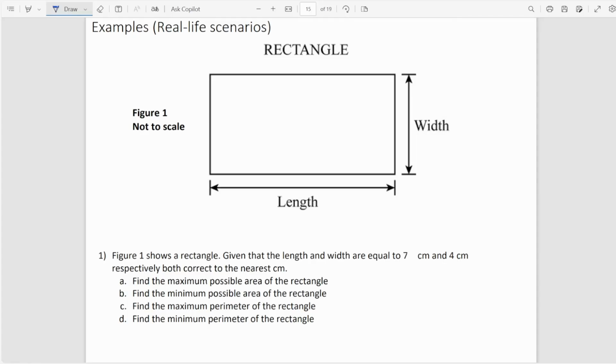In this video we will be covering real life scenarios about upper and lower bounds and the operations between them.